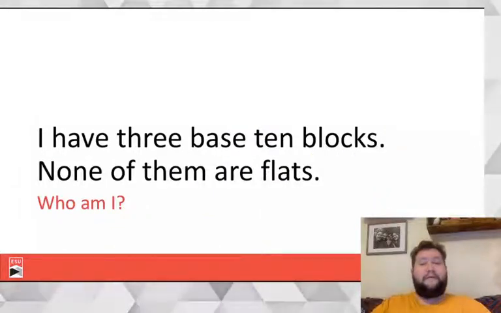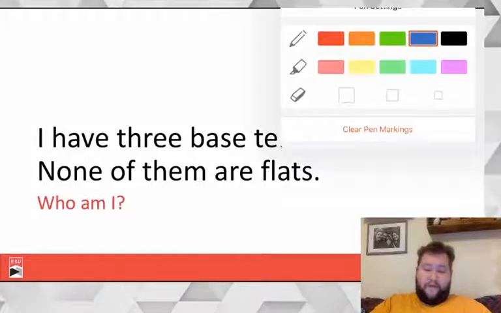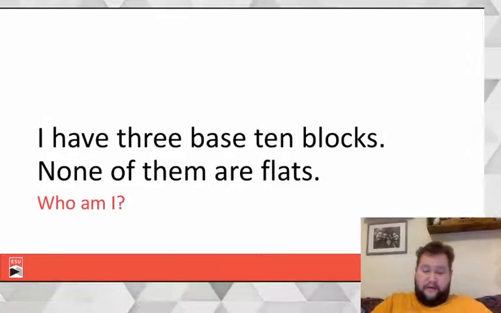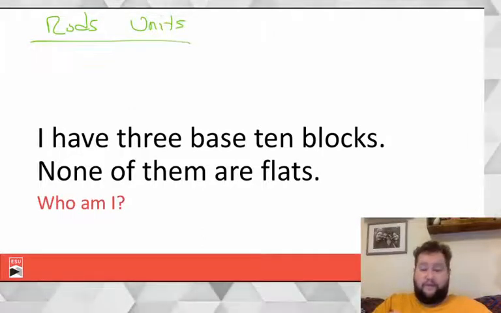I have 3 base 10 blocks. None of them are flats. Well, again, thinking about, we have our rods, we have our units. I could either have 3 of both, or 3 of either, rather.